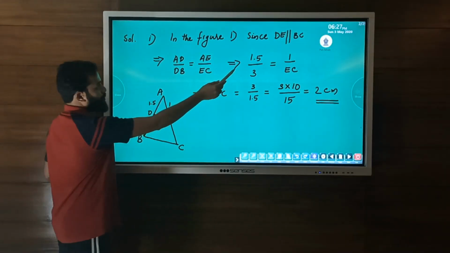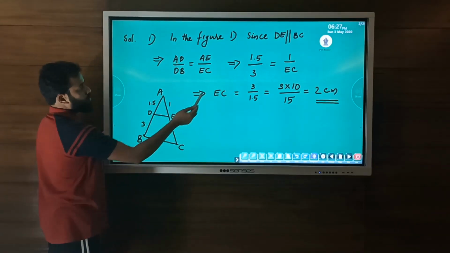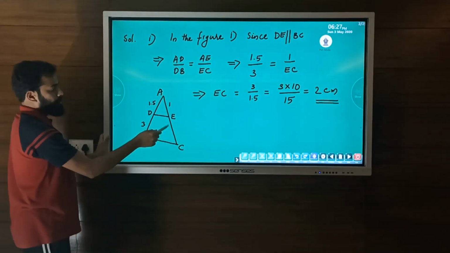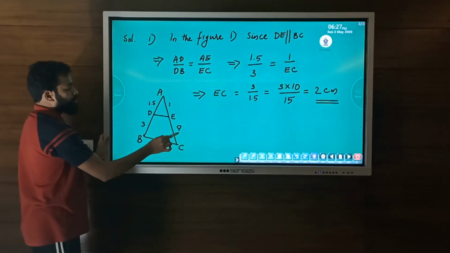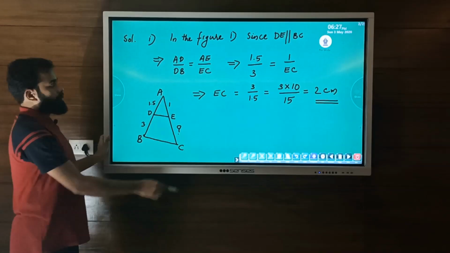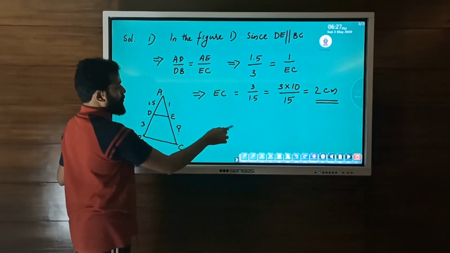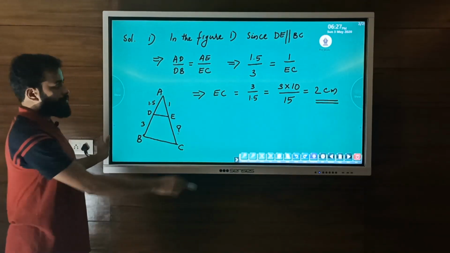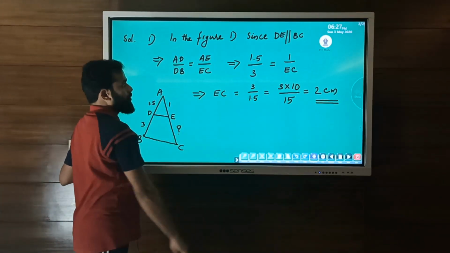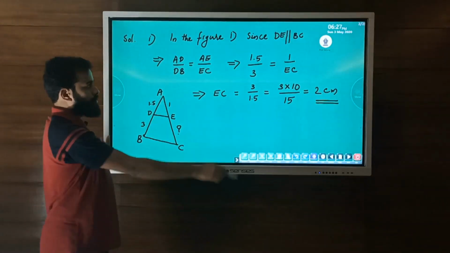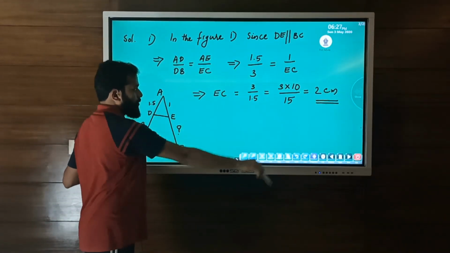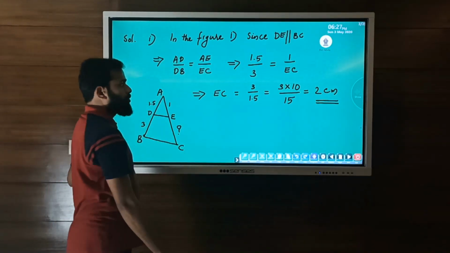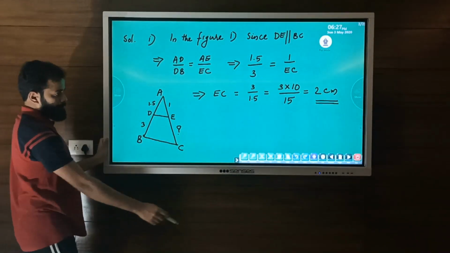AD equals 1.5, DB equals 3, then AE equals 1 centimeter divided by EC, which we need to find out. EC is the unknown quantity. Then by cross multiplying, EC is equal to 3 by 1.5. Then we remove the decimal points by multiplying by 10. So 3 into 10 divided by 1.5 into 10, that is 30 by 15, which is equal to 2 centimeter.